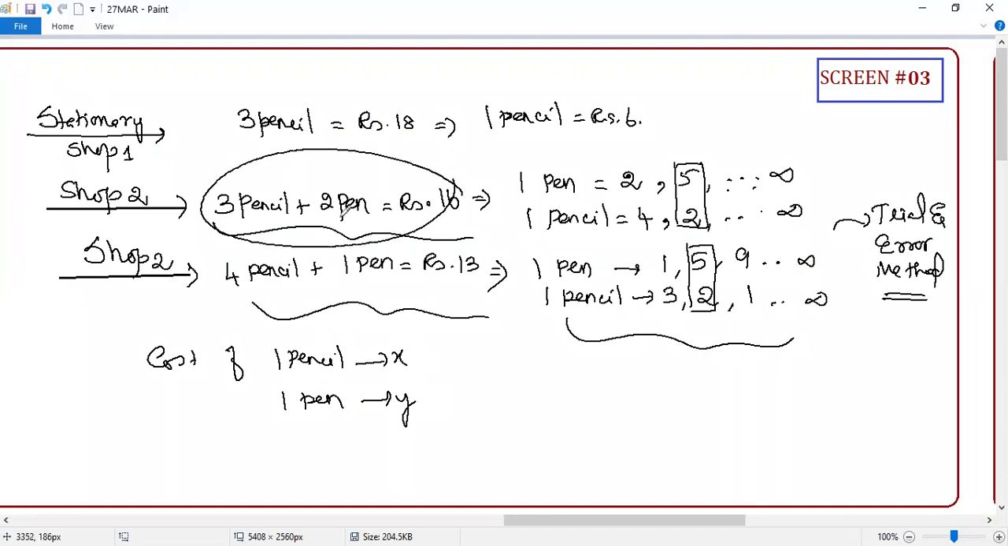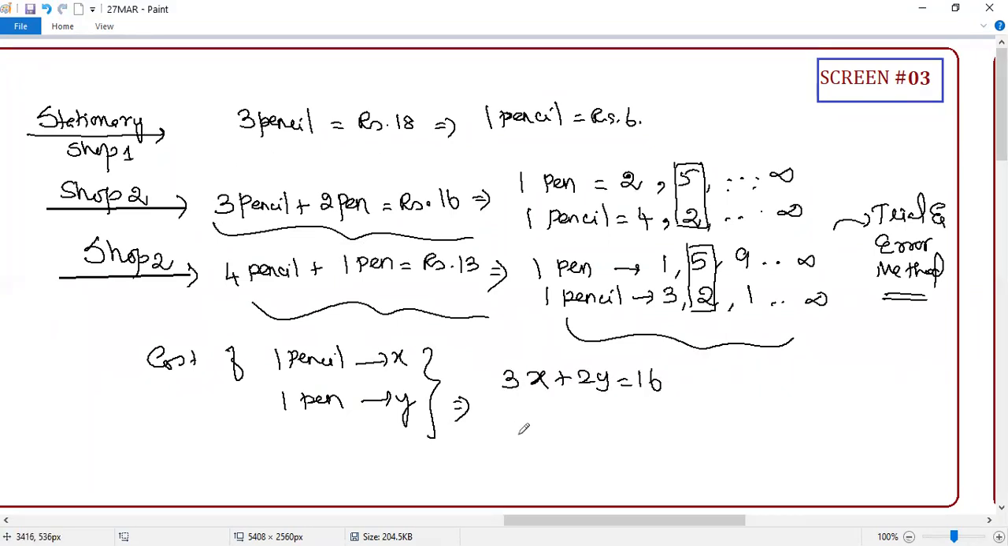Anyone can convert this situation into equations. What is the first equation? Quickly, what is the first equation? Yes, 3x plus 2y equal to 16. 4x plus y equal to 13. Are you clear? Guys, this is what I am going to say. These are all linear equations only, correct or not? Linear equations.